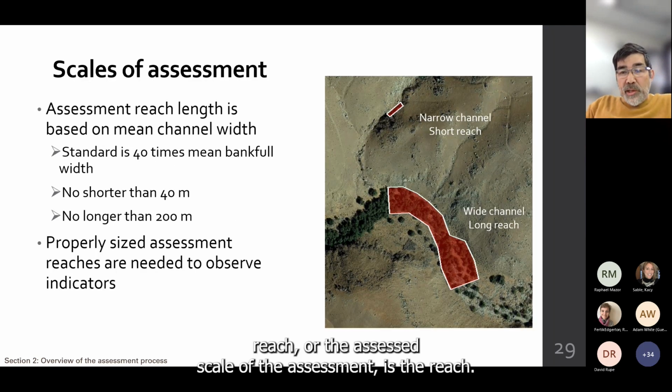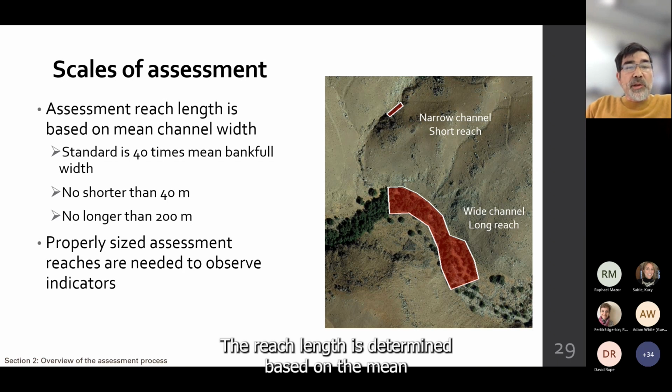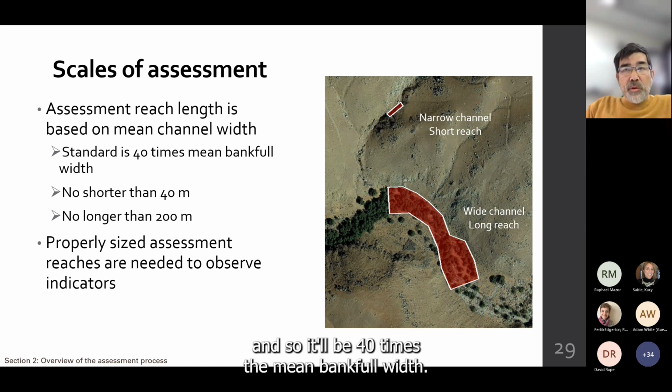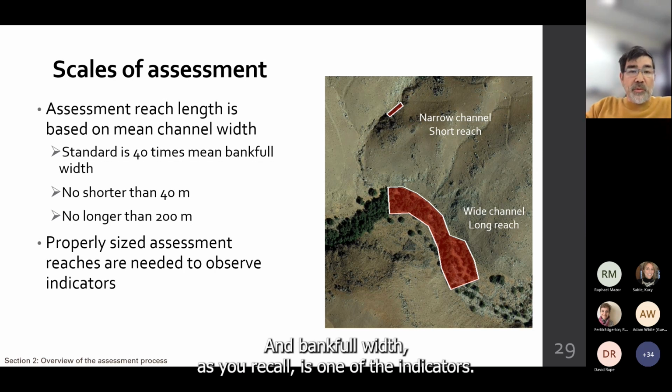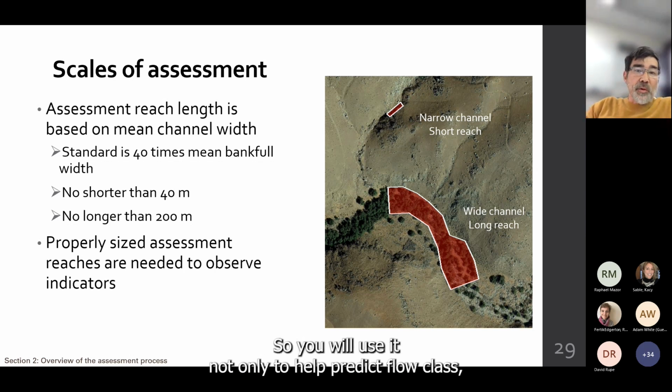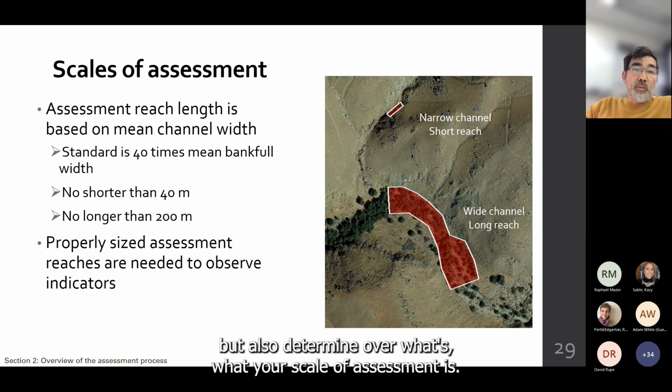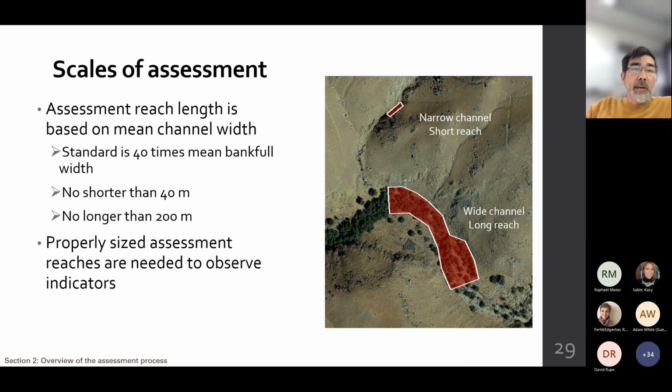So our assessment reach, or the scale of the assessment, is the reach. The reach length is determined based on the mean bankfull channel width, and so it'll be 40 times the mean bankfull width. And bankfull width, as you recall, is one of the indicators. So you will use it not only to help predict flow class, but also to determine what your scale of assessment is. The minimum length will be 40 meters.